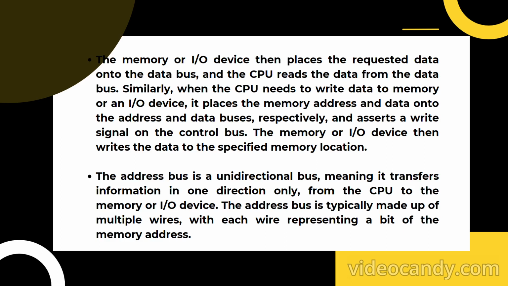The address bus is a unidirectional bus, meaning it transfers information in one direction only, from the CPU to the memory or input-output device. The address bus is typically made up of multiple wires, with each wire representing a bit of the memory address.